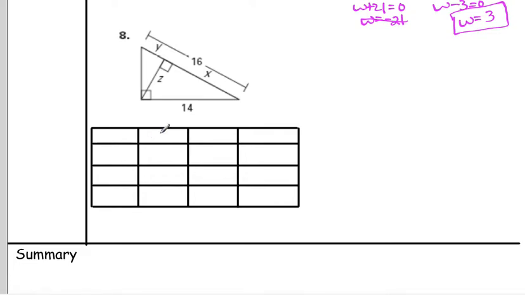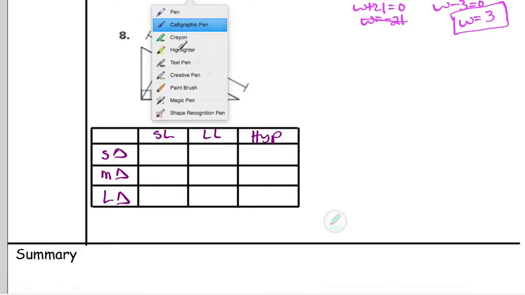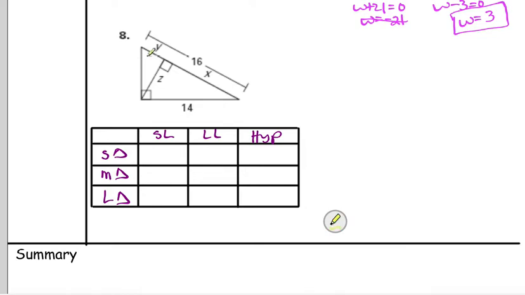the geometric mean theorems. So to set up this table, I like to go small to large. So I got short leg, long leg, and then the hypotenuse, which is the longest side of all. Then I have my small triangle, medium triangle, and the largest triangle in the image. So the small triangle is this one on the left side here. And so I'm going to put its pieces in this top row.